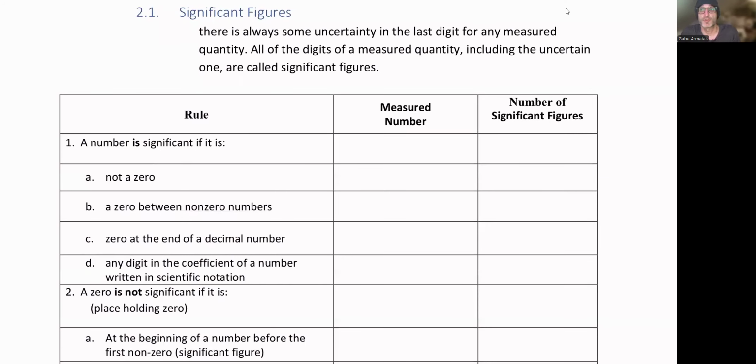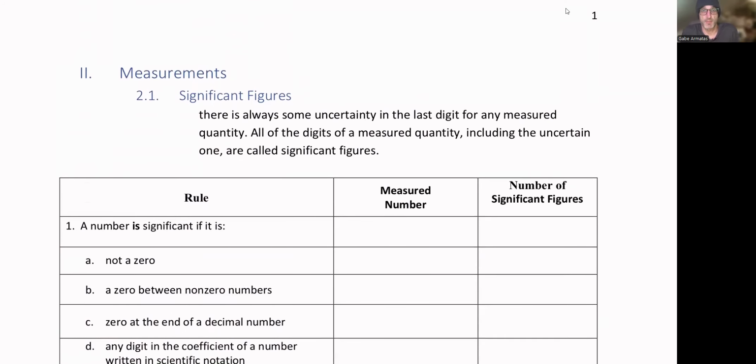Okay, so the first chapter that we're going to look at is chapter two, measurements. Specifically, let's take a look at 2.1 significant figures. Whenever you're making a measurement or whenever you're doing a calculation, there's always some point where you have to say, okay, I'm going to stop here. The number I'm writing is no longer significant, right?